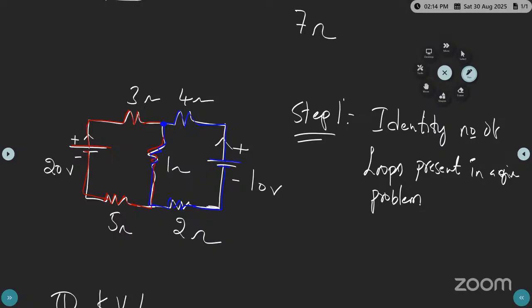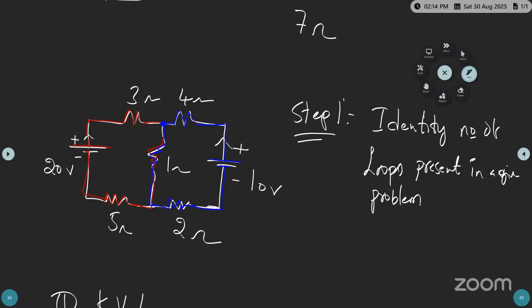You have to identify how many loops are present in a circuit. If you are unable to identify, it means the first step is not solved. You will not get the second step, you will not get the third step. So the answer is wrong. You are unable to solve the problem. By seeing this, you can say it's very easy.